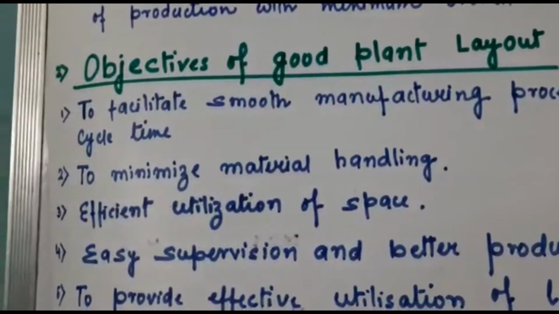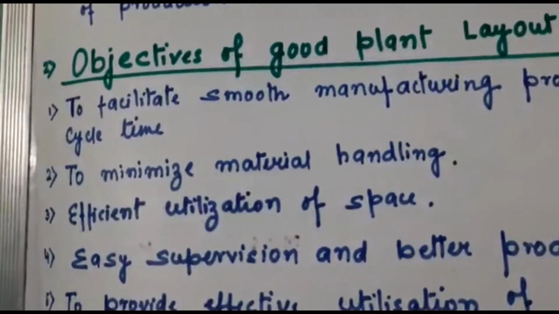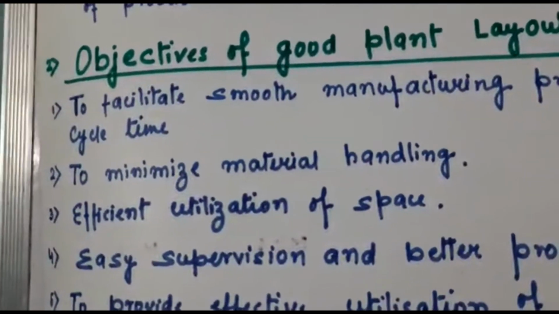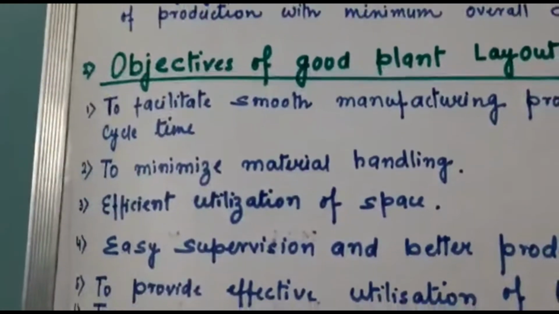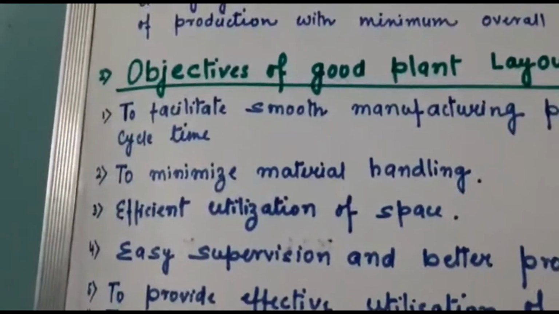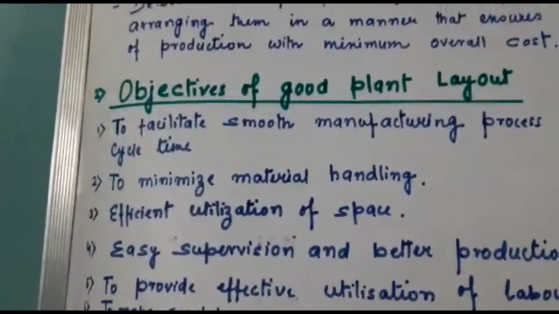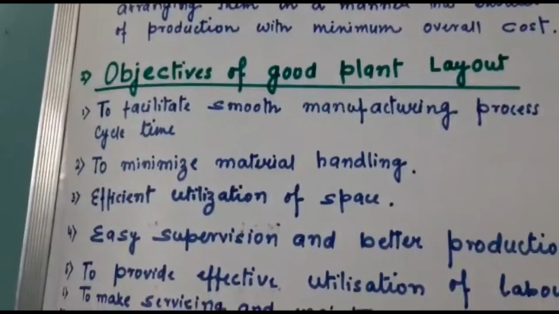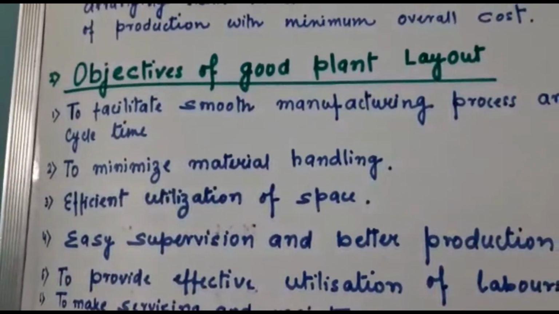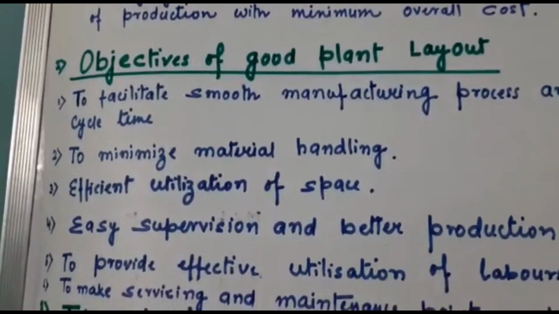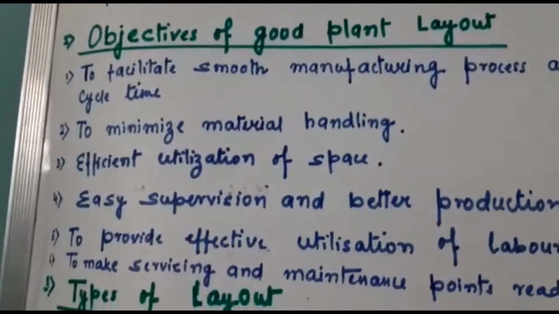One of the characteristics of a good layout is the efficient utilization of space. By space here I mean both the vertical as well as the horizontal space. In many factories you will find that the items, especially non-perishable items, are stacked one over another and thereby utilizing the vertical space. So one of the objectives of good plant layout is not only to utilize the horizontal space but also to utilize the vertical space.